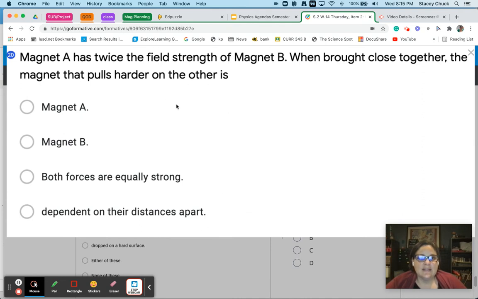Magnet A has twice the field strength of magnet B. So this is like a strong magnet and a weak magnet. When brought close together, the magnet that pulls harder on the other is, don't be tricked. Both forces are equally strong. When we're talking about a pair of forces, in the case of two magnets or two charges or two masses with gravity, they are equal and opposite forces.